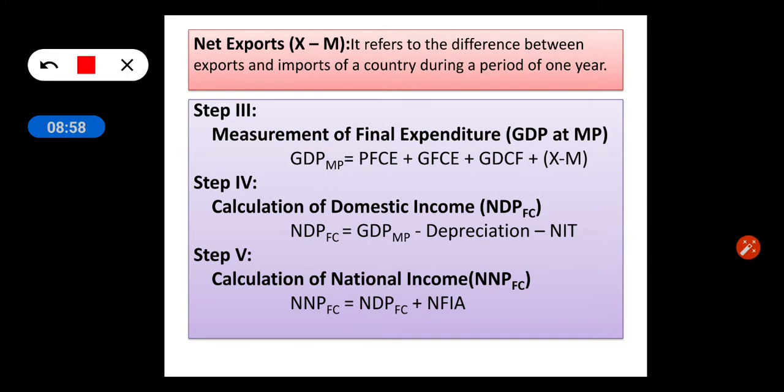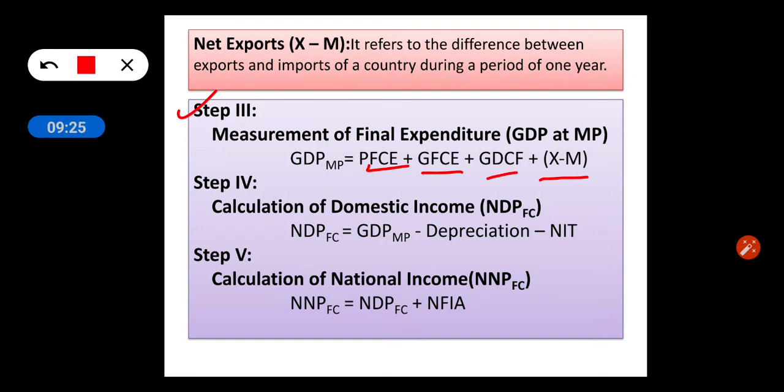Step number 3 is to find final expenditure, that is your GDP at MP. To find GDP at MP, we are going to add up private final consumption expenditure, government final consumption expenditure, gross domestic capital formation, and your net export to get your GDP at MP or final expenditure.